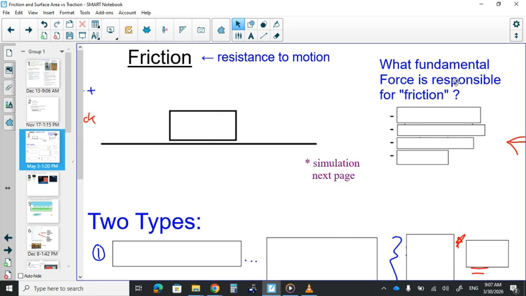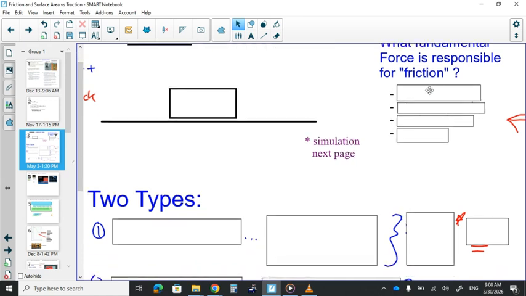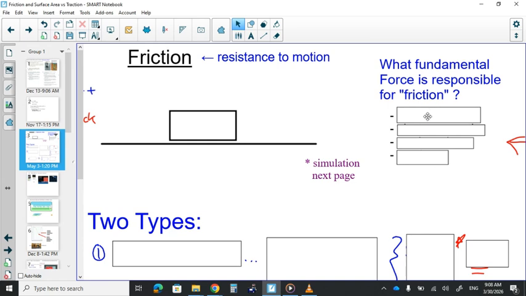Question for you is what fundamental force is responsible for friction? Now, I'm asking what fundamental force. People tend to think of force as pushes and pulls, and some people might say friction or air resistance or things like that. When I'm asking about fundamental forces, there's actually only four fundamental forces in nature.